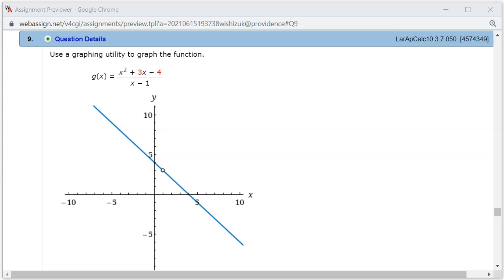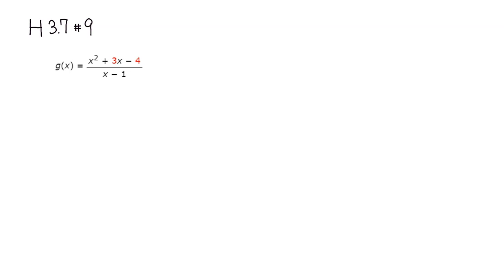All right, let's look at homework 3.7, problem number 9. It says to use a graphing utility to graph a function, but here I'm going to try to do it by hand. So you have this rational function, and we know that the domain is going to be, x equals 1 would be bad, so all real numbers except for 1.